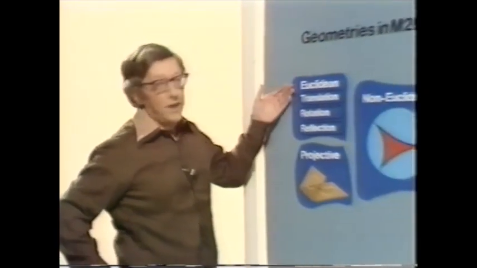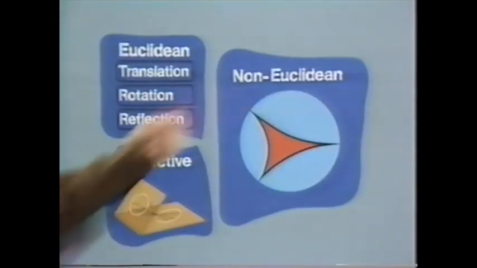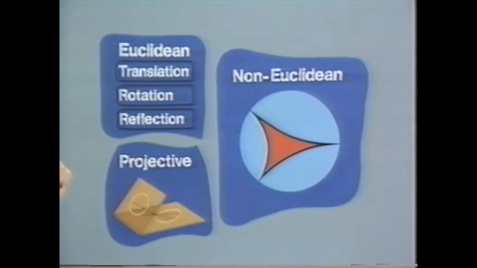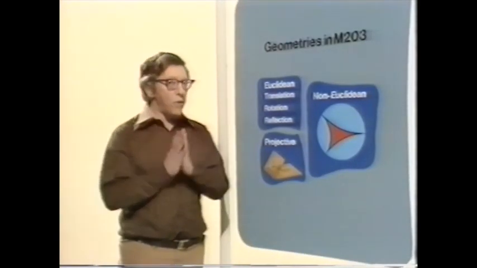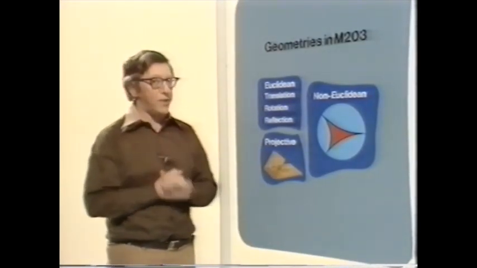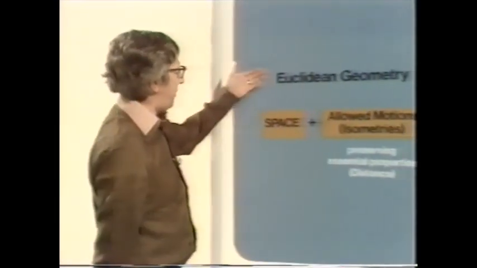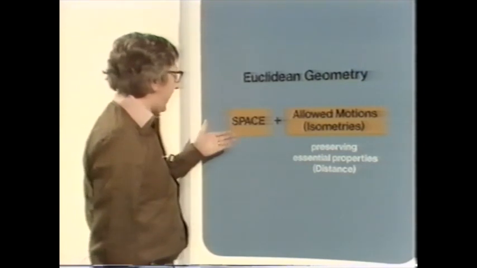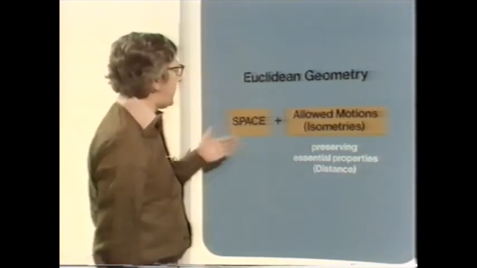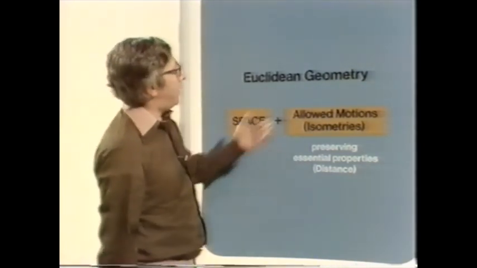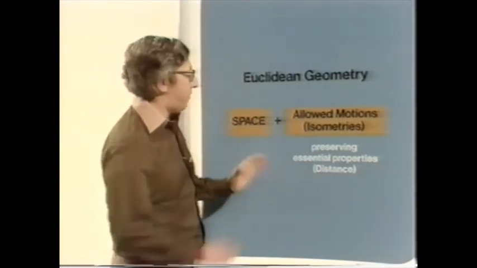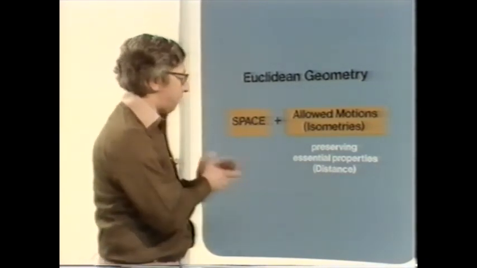You've already met several geometries in M203. Apart from the ordinary Euclidean geometry, you've met non-Euclidean geometry and projective geometry. But we've adopted a unified approach to all of these geometries right from the beginning of the course, when we considered Euclidean geometry as consisting of a space, the plane R2 in this case, plus a collection of allowed motions, the isometries, that preserve the essential properties of figures.